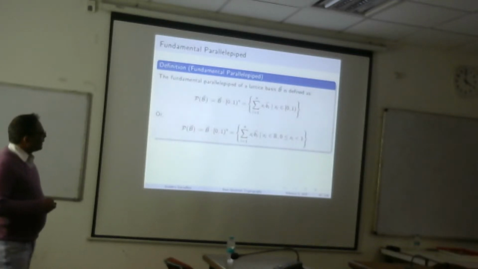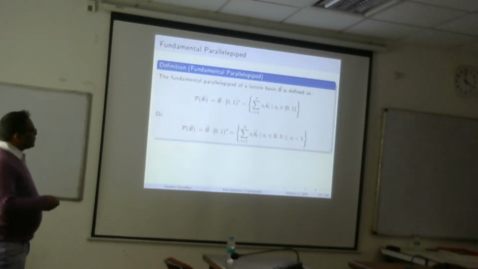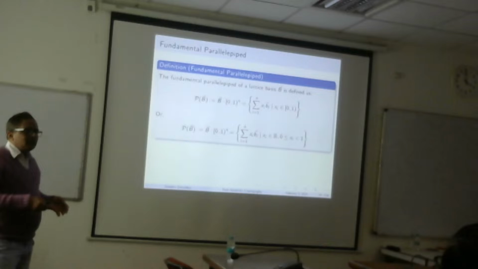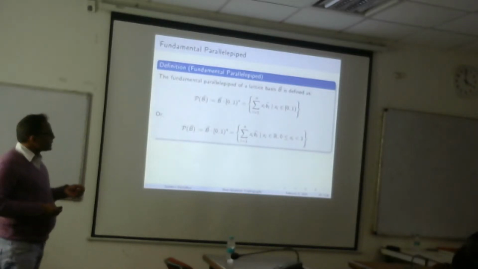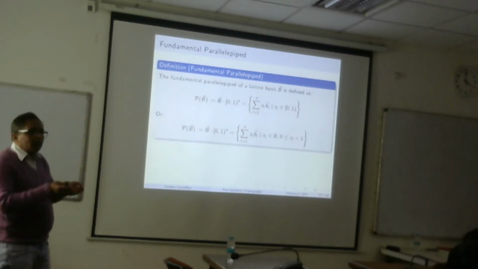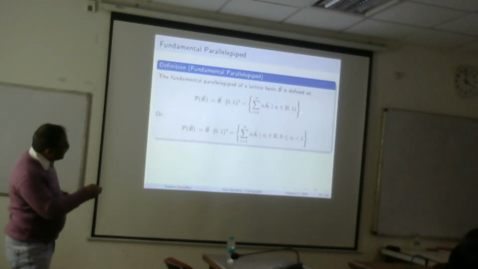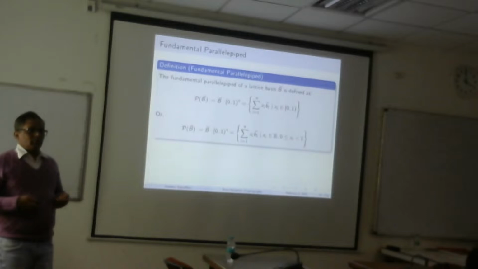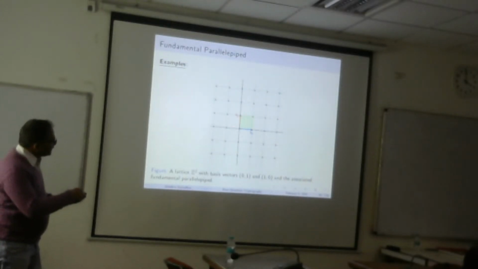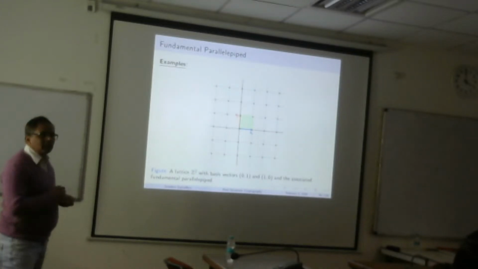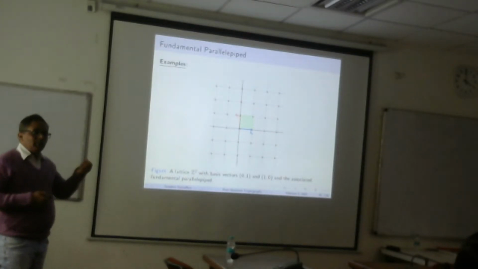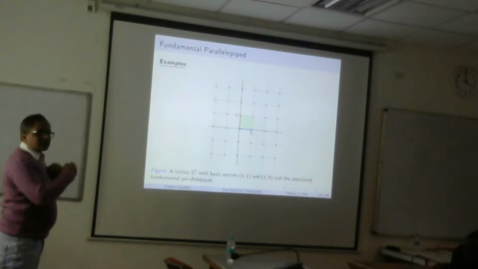There is a fundamental parallelepiped, which is the parallelepiped created by linear combinations of these basis vectors, where the coefficients are now real numbers between 0 and 1. So what do I mean by this? Let's look at this lattice. There is a basis vector b1, there is a basis vector b2. Their integer combinations are going to give me this entire lattice.